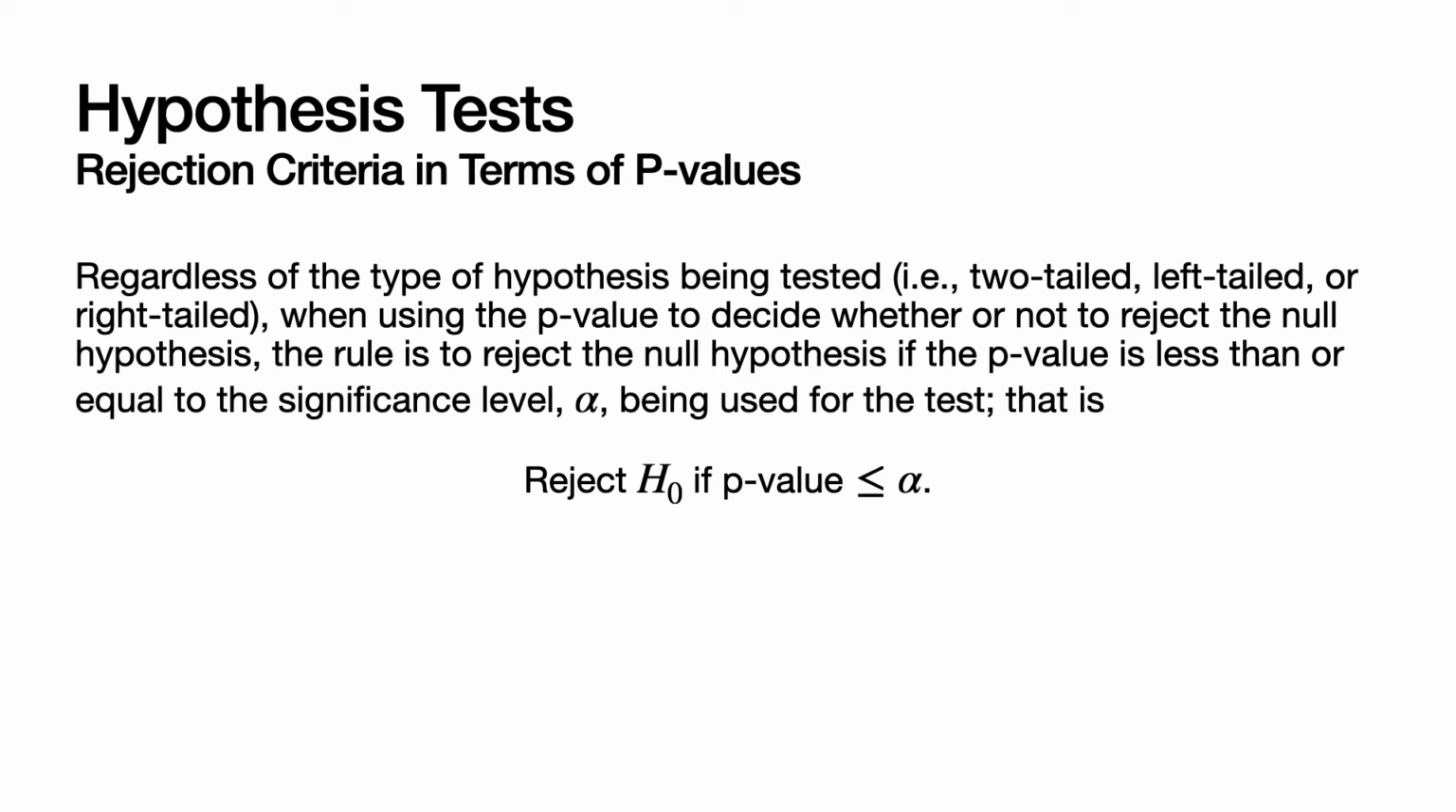Now, stating the rejection criteria in terms of p-values, you'll recall that regardless of the type of hypothesis being tested, that is, whether it's a two-tailed test, a left-tailed test, or a right-tailed test, when using the p-value to decide whether or not to reject the null hypothesis, the rule is to reject the null hypothesis if the p-value is less than or equal to the significance level alpha that is being used for the test. That is, and as shown here notationally, reject the null hypothesis whenever the p-value is less than or equal to alpha.